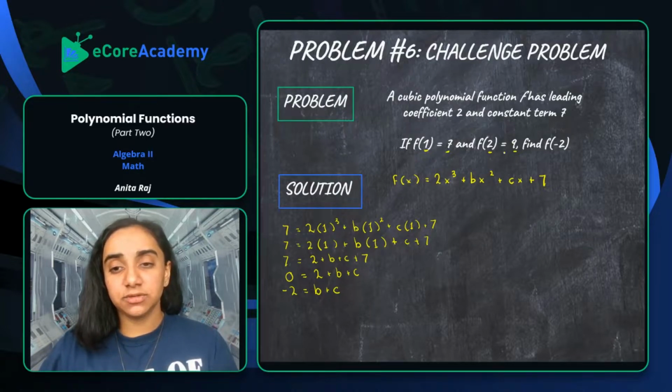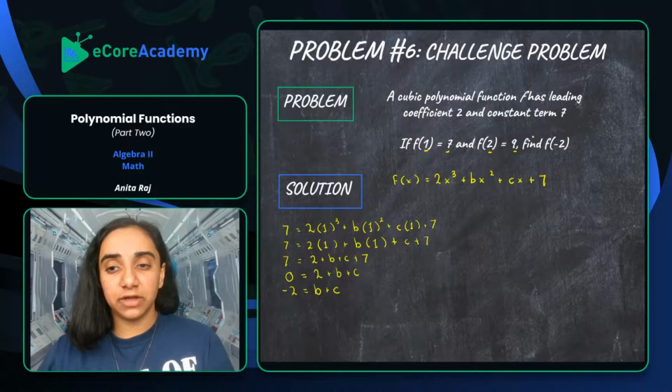Because f of 2 equals 9, we're going to replace this f of x with 9, because that's the value of the function when x is equal to 2. So 9 is equal to 2 times, well, now we're going to plug 2 in for x: 2 times 2 cubed plus, we don't know what b is again, b times 2 squared plus c times 2 plus 7. We're going to do the exact same thing we just did.